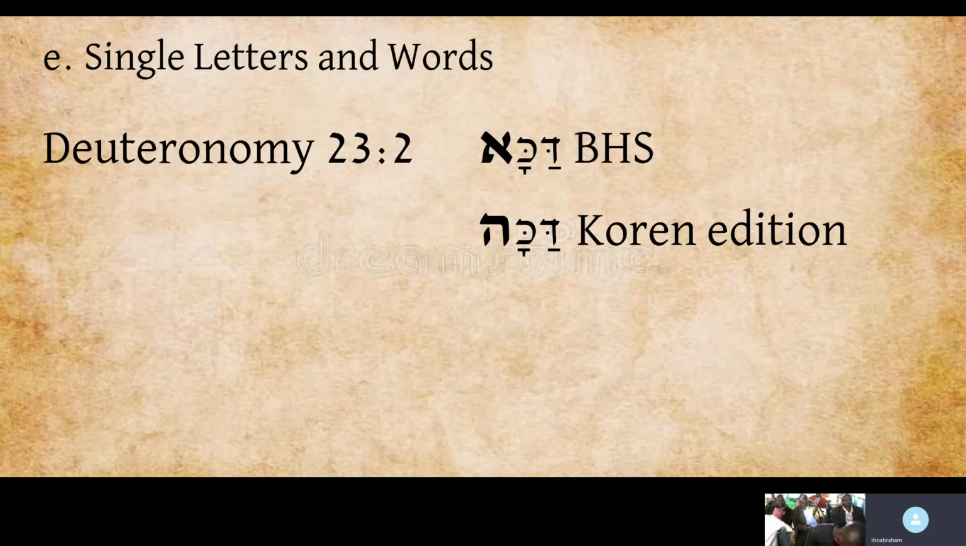Here's an example from Deuteronomy chapter 23. In the Biblia Hebraica Stuttgartensia, the vowel letter that's used for the word dacha is an aleph. But in the Koren edition, this is an Israeli edition of the Bible, the vowel letter is hey. But it's still dacha. It's still the same word. So there might be differences between manuscripts and printed editions in this way, where you can see they used a different consonant, but it's not really meant to be a consonant. It's meant to be a vowel letter signifying the ah sound.